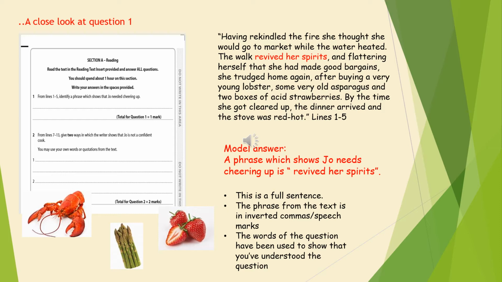So the model answer underneath, again in the red font, is the full sentence. A phrase which shows Jo needs cheering up is 'revived her spirits'. And if you notice there, what we've done is written a full sentence. We've used a phrase from the text and we put it in inverted commas to show that it's not our language but the language of the writer. Equally important is that the words of the question have been used to show that you've understood the question.